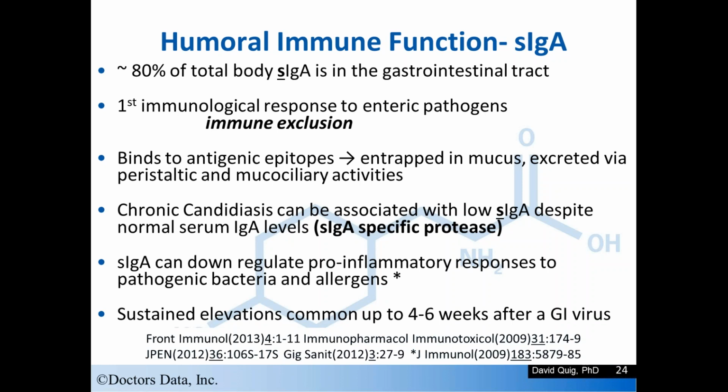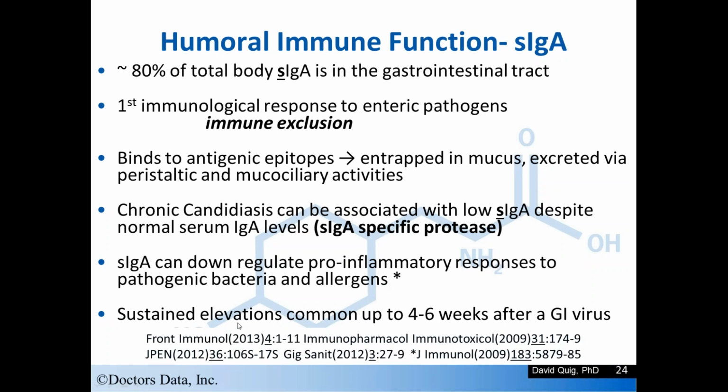Chronic candidiasis, as I showed you earlier, can be associated with very low levels of secretory IgA despite normal serum IgA levels, because, again, of the secretory IgA specific protease defense that the yeast carry in their quiver. Secretory IgA can also downregulate pro-inflammatory responses to pathogenic bacteria and antigens, and that's through regulation of pro-inflammatory cytokines.